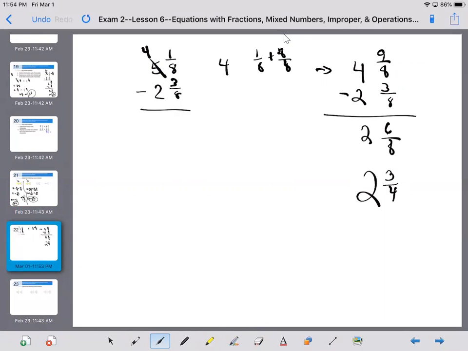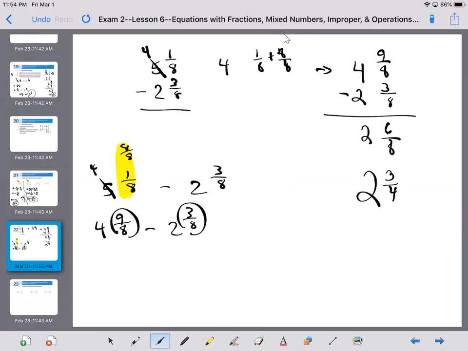If you're looking at that from the horizontal standpoint, if you like this method, then you would still say I need to regroup. So that would be 8/8. So it'd be 4 and 9/8 because you would add these together. 4 and 9/8 take away 2 and 3/8. So 9/8 take away 3/8 would be 6/8. 4 take away 2 would be 2. 2 and 6/8 is equivalent to 2 and 3/4.